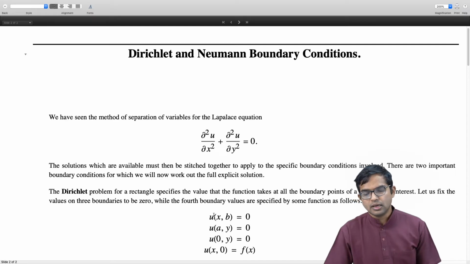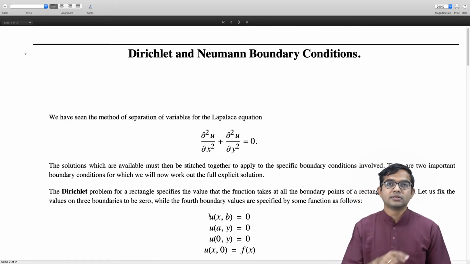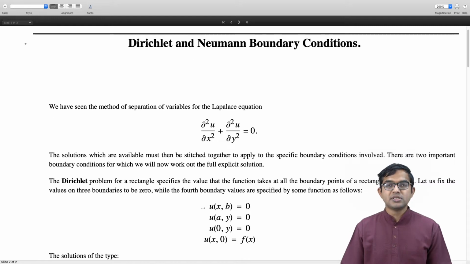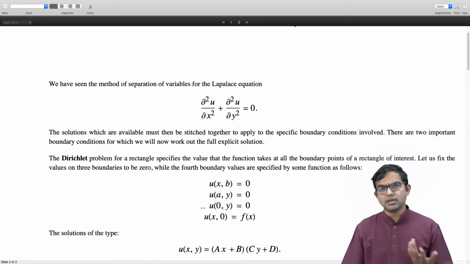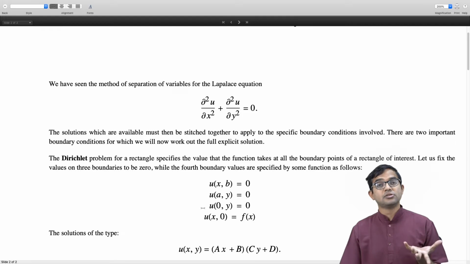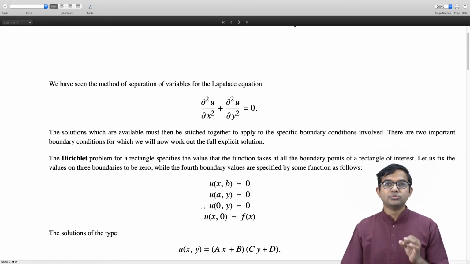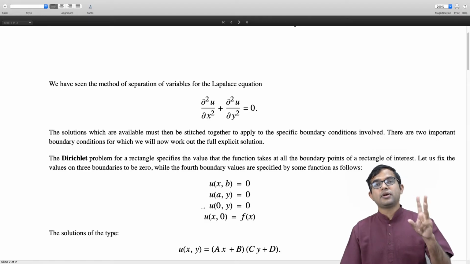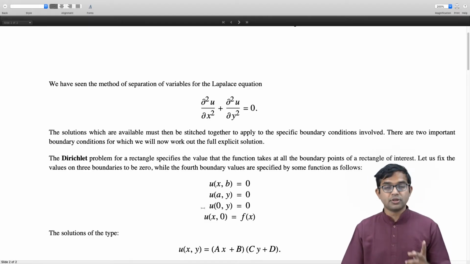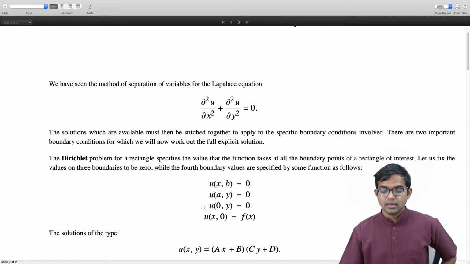So some non-trivial function f of x is assumed for the bottom boundary. So we will see how to solve for this using the general solution that we had. One observation we make is that, out of the 3 different cases of solutions possible, actually 2 of them are not applicable here. So this is something that we can sort of read off, right?